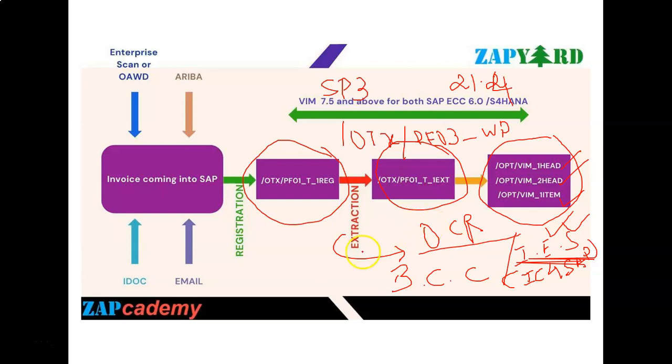Similarly, if you upgrade to VIM 16.3 onwards and higher, you must use Business Center inbound configuration. So I hope this information was crucial and a quick learning for all the people out there who are working on OpenText VIM.